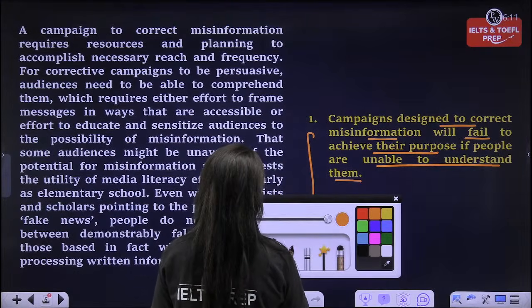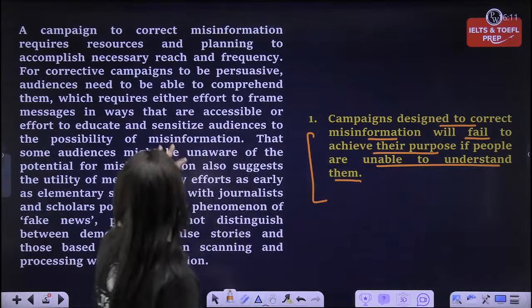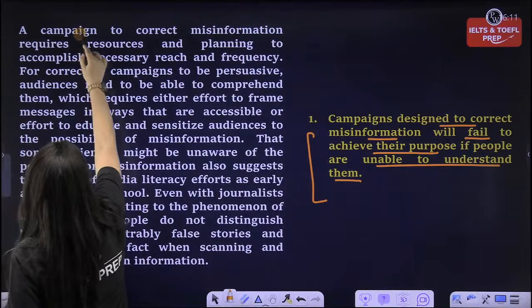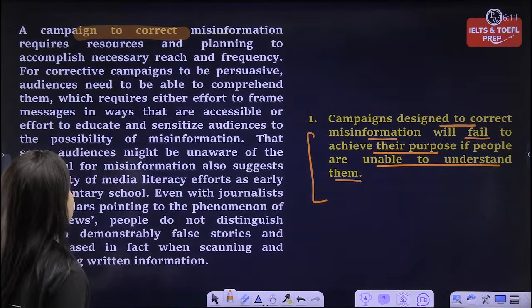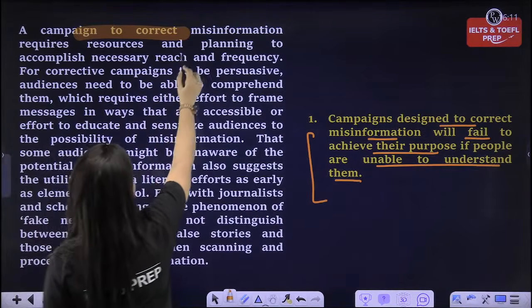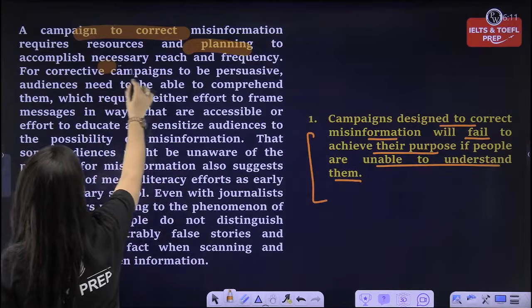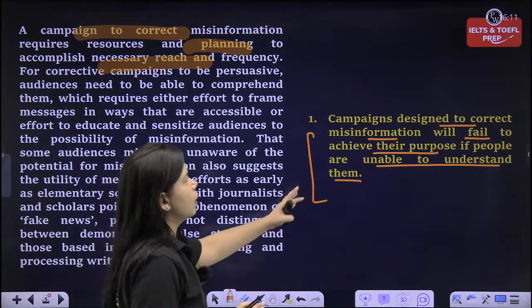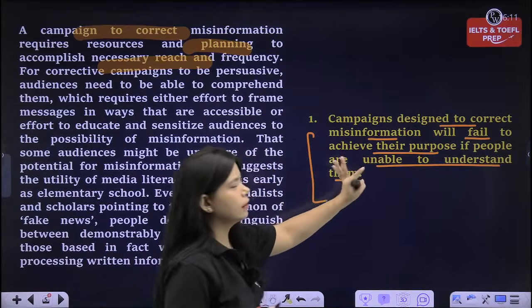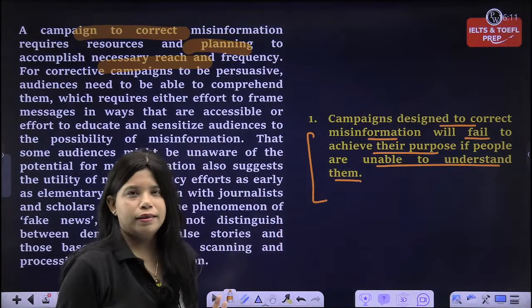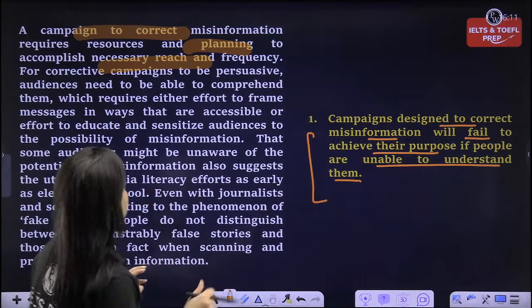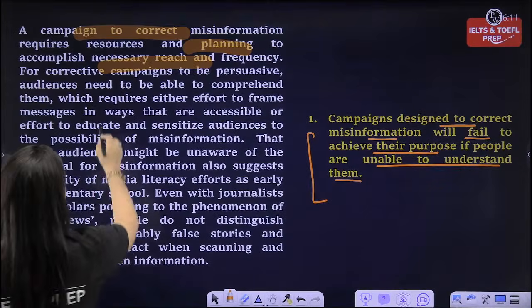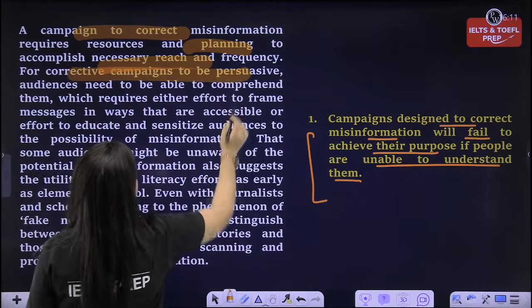Let me just highlight the concerned area. So let's read from the top. It says a campaign to correct misinformation requires resources and planning to accomplish necessary reach and frequency. Till now, they are not talking about whether they will fail or whether they will succeed. Till here, they are not talking about this. Let's read further. Then they are saying for corrective measures to be persuasive.